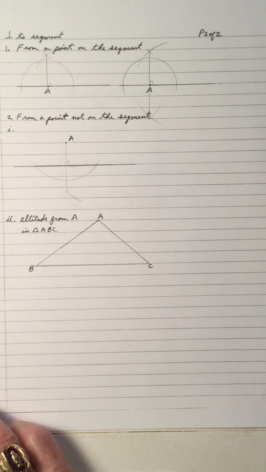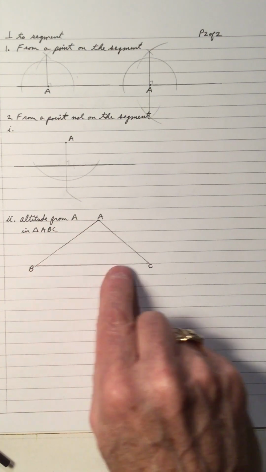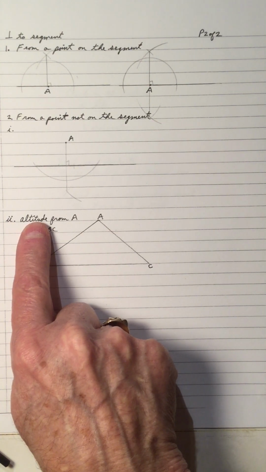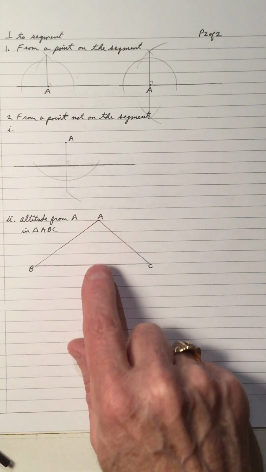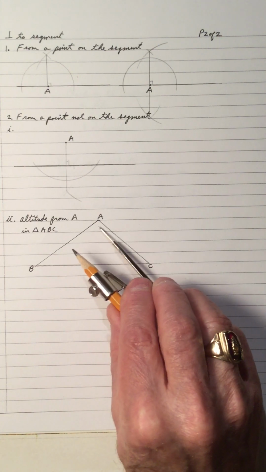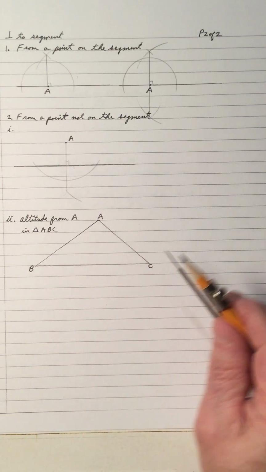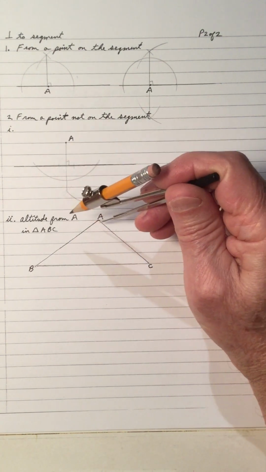What about if we look at an altitude from A in the triangle ABC? An altitude is defined as a perpendicular. An altitude leaves a point and goes perpendicular to the opposite side. If it leaves here, it goes perpendicular to this side. If it leaves C, it goes perpendicular to this side. So we want to draw an altitude from A. So it's going to be the same as what I have here.